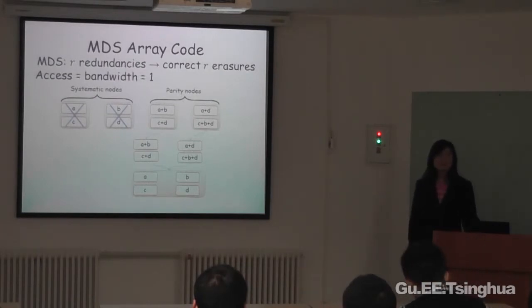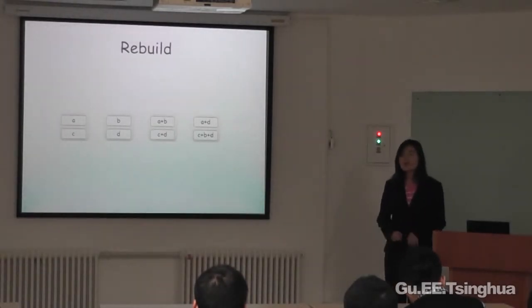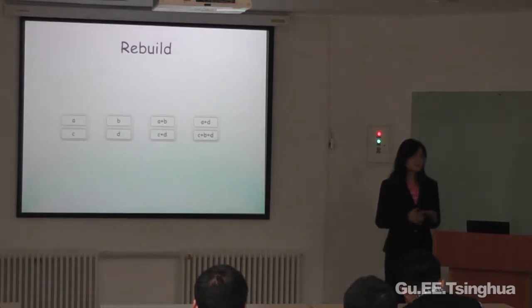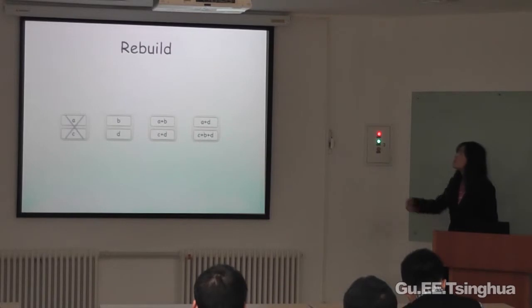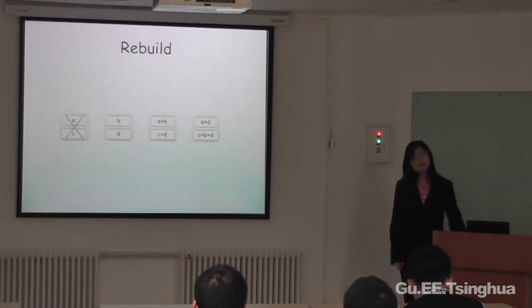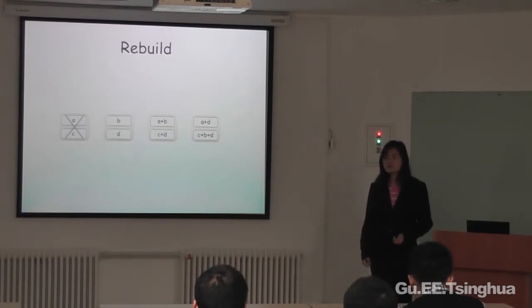In this case, the access is equal to the bandwidth, is equal to 1. But in practice, more often you would see only one erasure in the system, because in the end, failures are not as frequent. So now suppose that I lose only the first node. Do I need to access all the remaining elements? How can I recover the information?